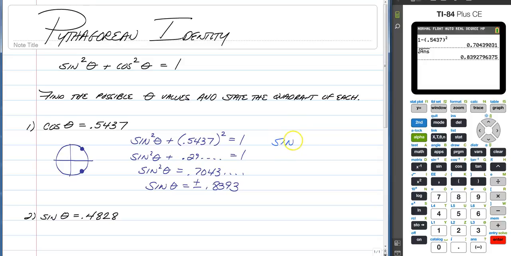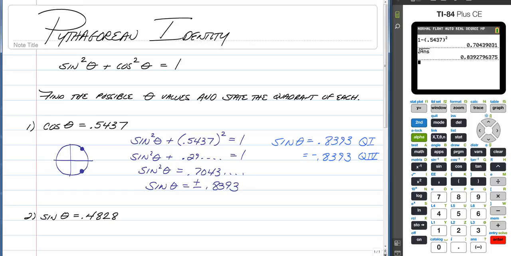The sine of theta is equal to a positive 0.8393 in quadrant 1. But it's equal to a negative 0.8393 when we are in quadrant 4. Okay, so you have to be specific to each one. Don't just write sine is equal to plus or minus 0.8393 in quadrants 1 and 4. You must be specific to which one is in which location.